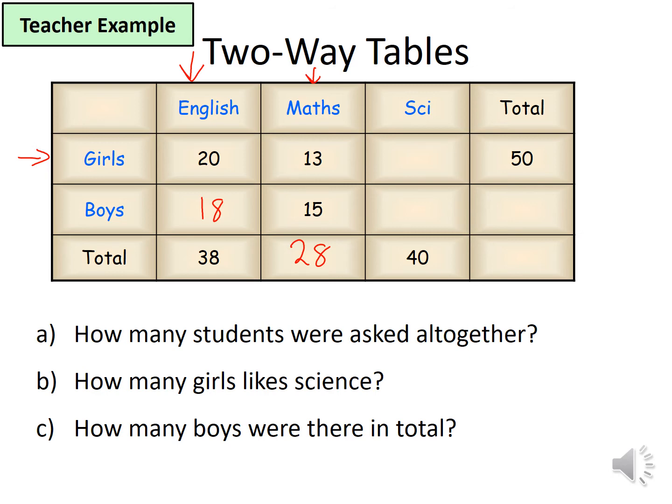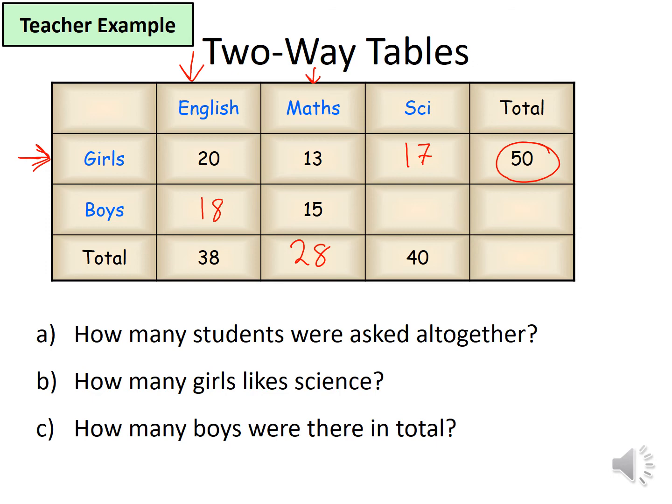So in total, we have 50 girls that study, and 20 do English, 13 do maths. So in total, that's 33 girls that study English and maths. So out of the 50, how many remaining study science? So if I do 50 take away 33, that will leave me with 17. Again, we need to double check we have done this correctly. So if we add up all of the data in this row, it should add up to 50. 20 add 13 add 17 does equal 50.